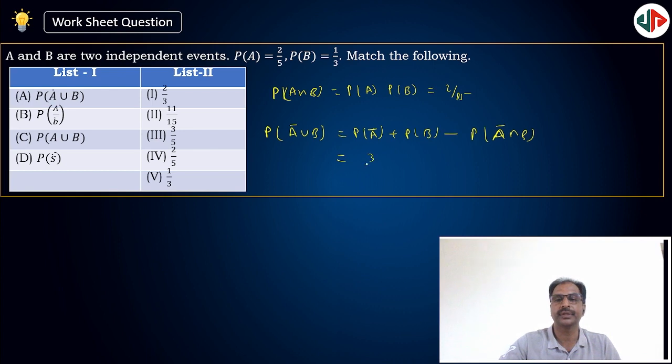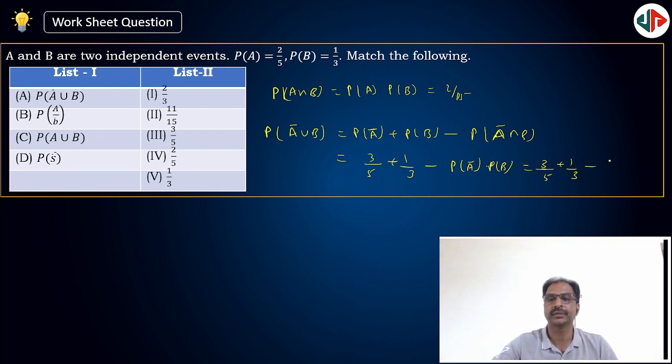P of A bar is 3 by 5. P of B is 1 by 3. If A and B are independent, then A bar and B are also independent, and hence this is nothing but P of A bar into P of B. So 3 by 5 plus 1 by 3 minus 3 by 5 into 1 by 3, which is 1 by 5. Simplify this, you get 2 by 5 plus 1 by 3, 11 by 15.